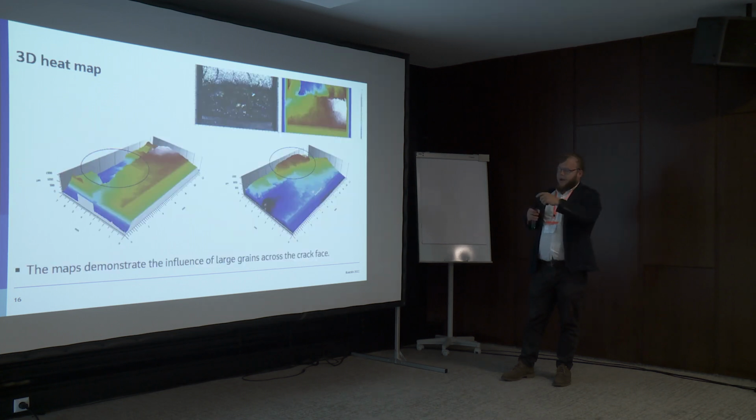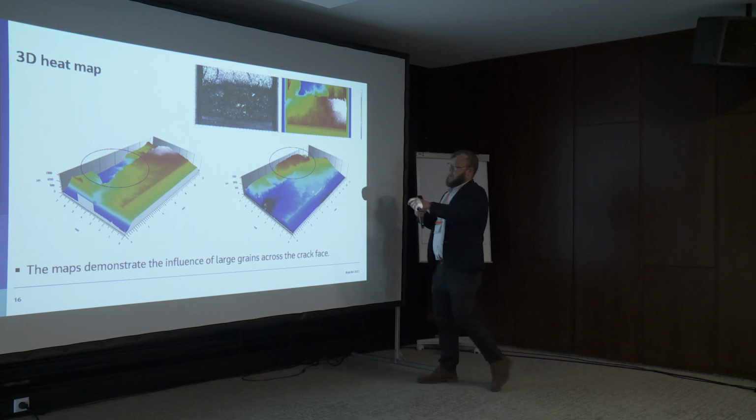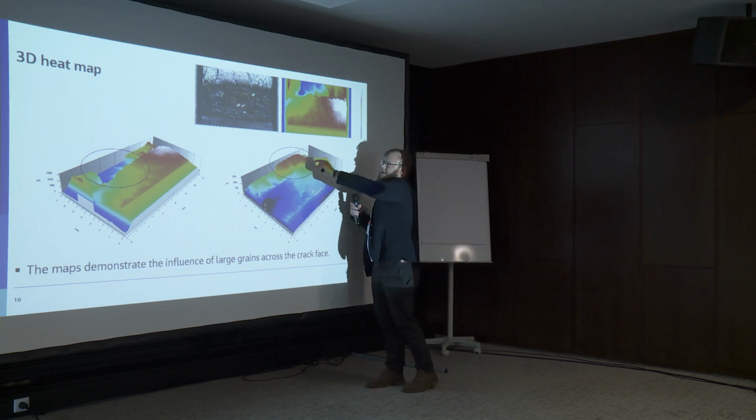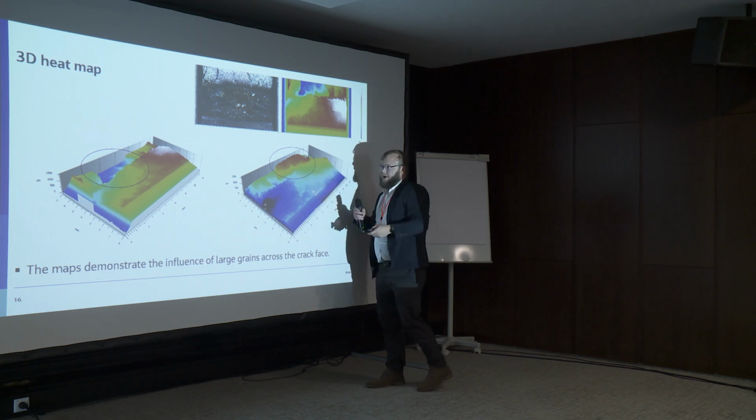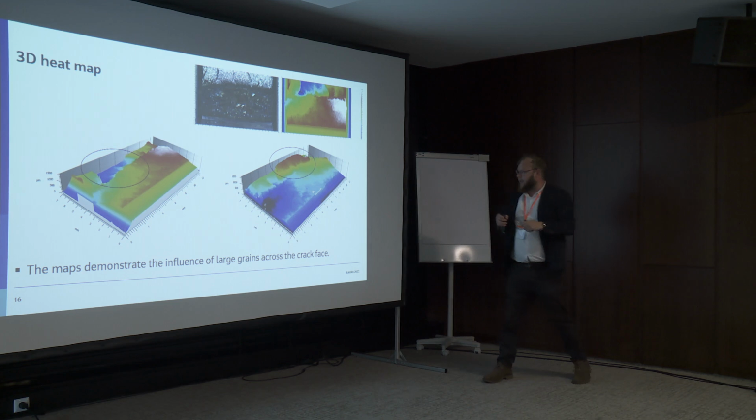Again, this is a 3D heat map of the fracture surface, and we can see the influence of the large grains. It's taken this massive chunk out of the fracture surface, and this is all caused by these large grains that we observed in this particular heat of material.